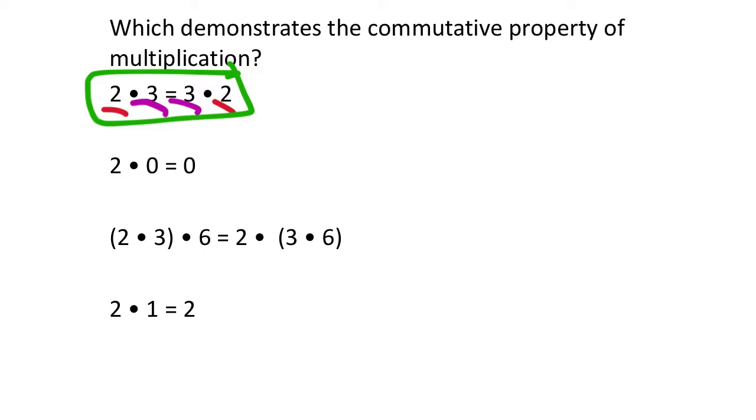Now, let's just look at these other 3 and analyze them real quick, okay? So 2 times 0 is 0, okay? I think we've seen that, or you could just say, well, 2 groups of nothing is nothing, and that would be true. We'll go over that here in a second. Right here, it's 2 times 3 times 6, and then 2 times 3 times 6. See how the order didn't change on this one? This property should look familiar, which we're going to go over in the next slide, but it didn't change the order, so it is not the commutative property. And then the last one here, the identity property of multiplication. Anything times 1 is itself. 2 times 1 is itself.